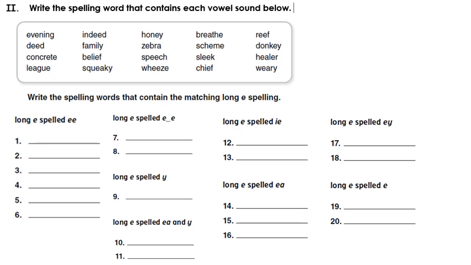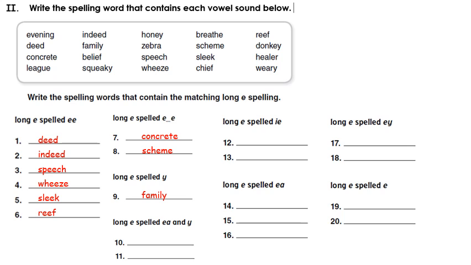The first group has the words deed, also indeed, speech, sleek, and reef. Now we move to the second group, long E spelled E consonant silent E: concrete and scheme. Long E spelled Y only: family.